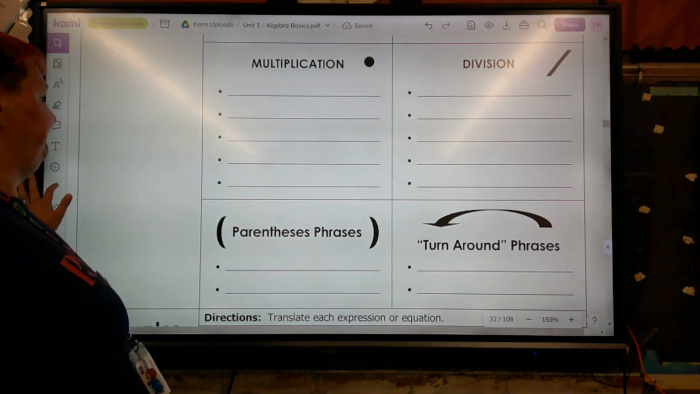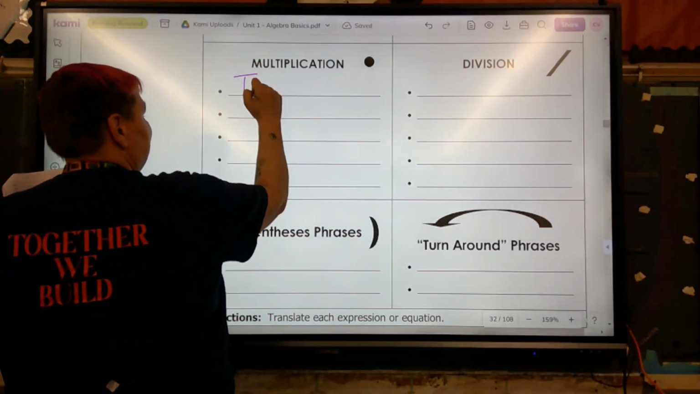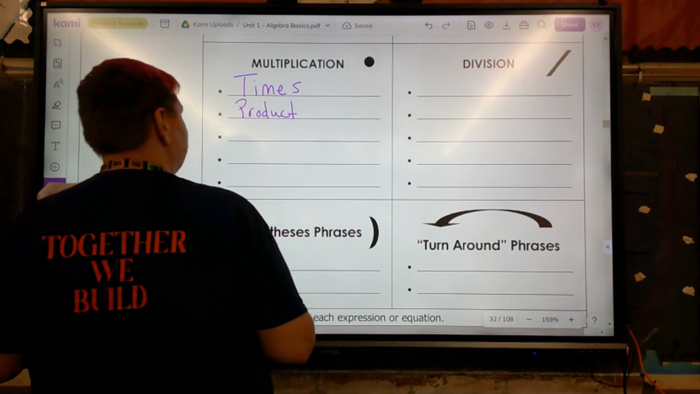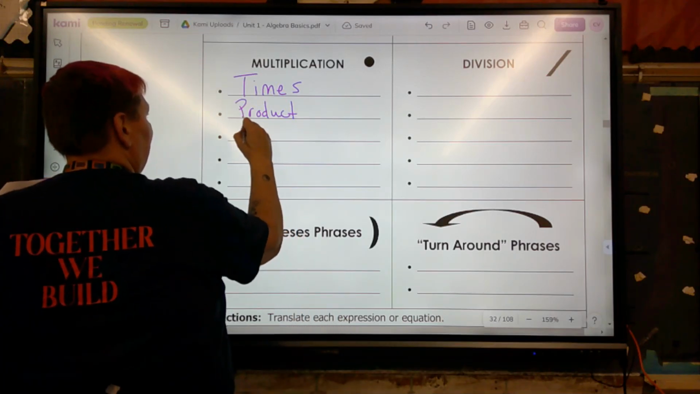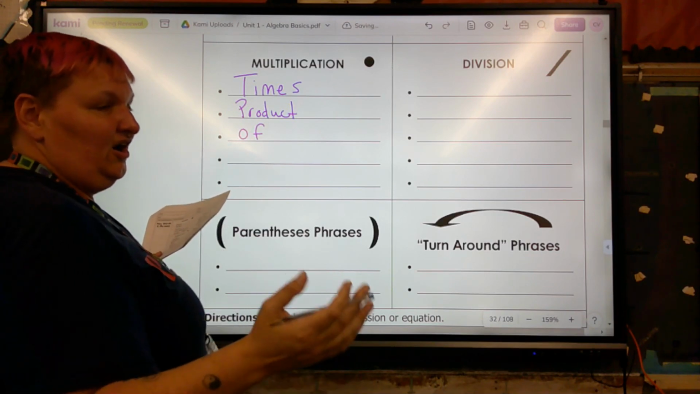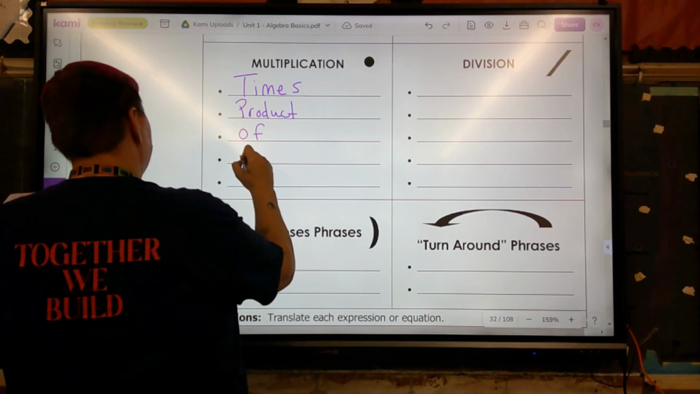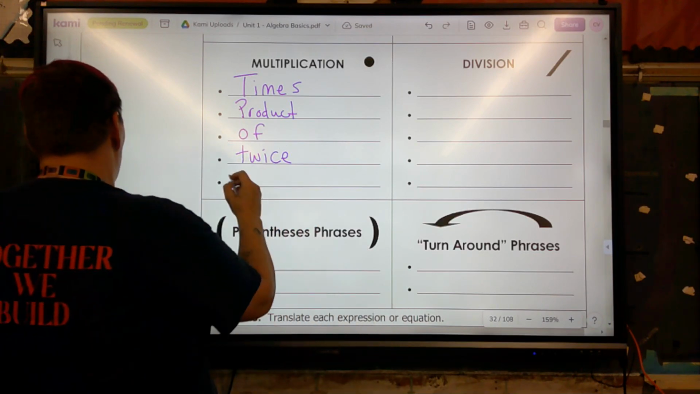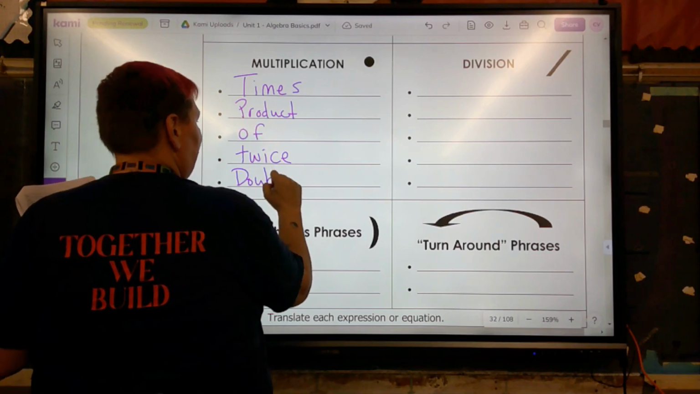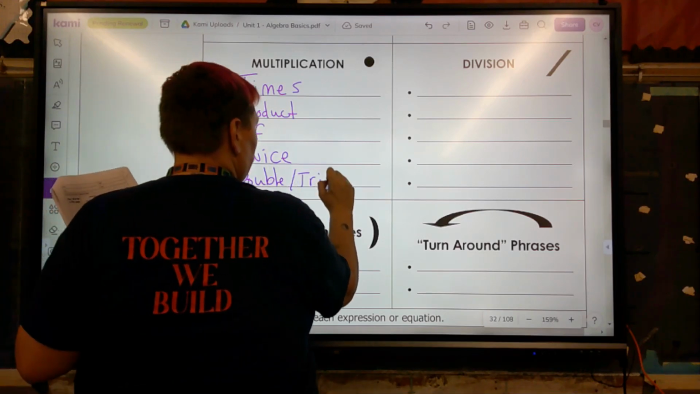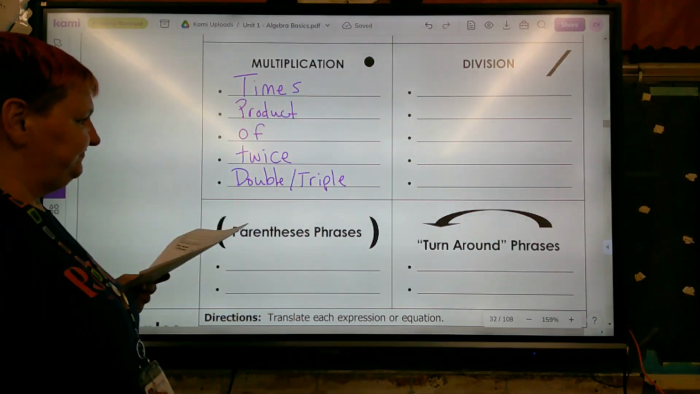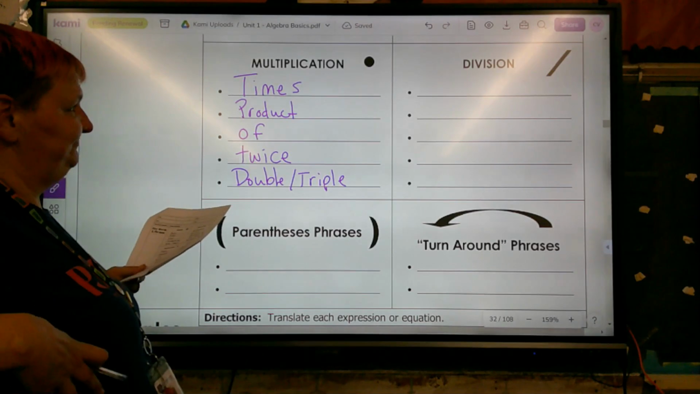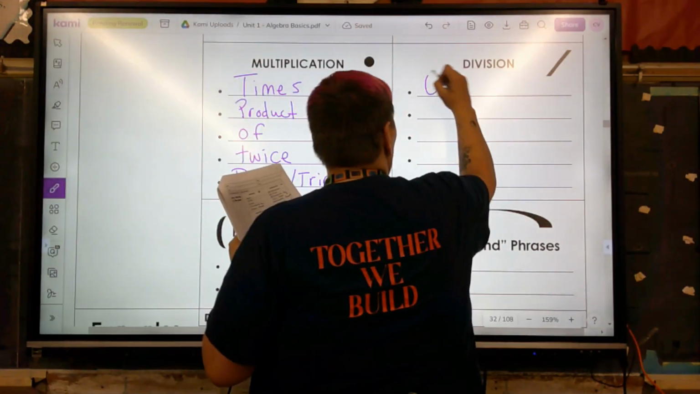Alright, multiplication: times, product. Product always implies multiplication. What is the product of? What is 15% of 60? That implies multiplication. Twice. What is twice the value of x? Or double. What is double the value of x? Or triple. What is triple? Right? So things like this imply multiplication. Times, product of, twice, double, triple. Those imply multiplication.